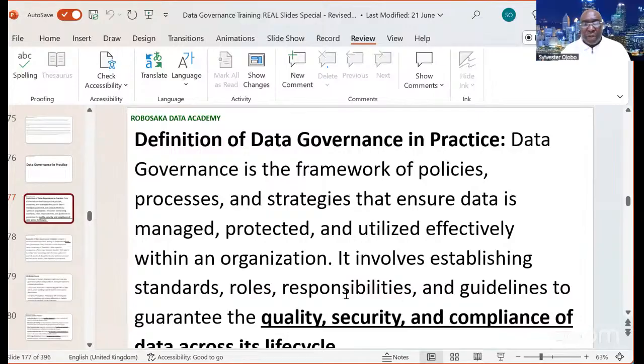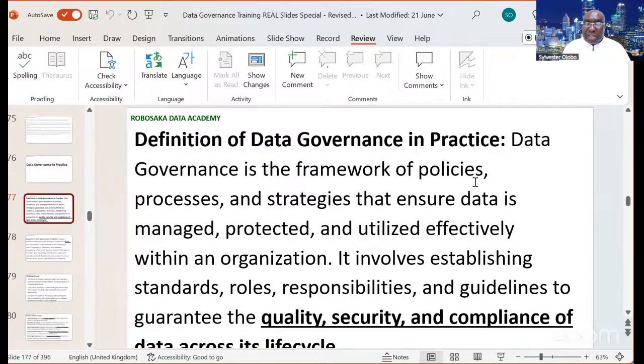And ensure data is managed. This is a very big word, manage. Protected and utilized effectively within an organization. Okay? So it involves establishing standards, roles, and responsibilities. I'm going to teach you how to do each of them in practice, but it might not be today. I want you to understand how to do them. Some of you already understand how to do quality, security, as well as compliance of data across the life cycle. But this is a practice you need to do every day. This is where the training comes in now.